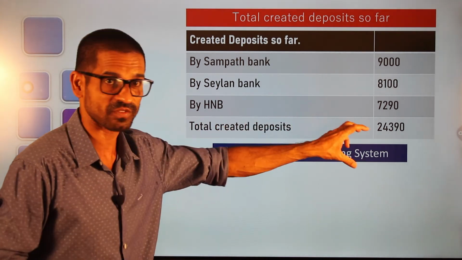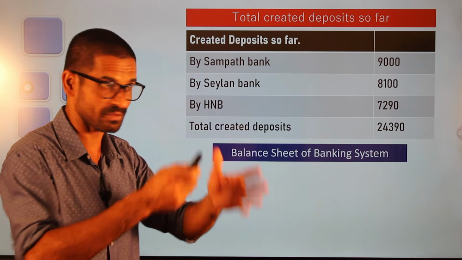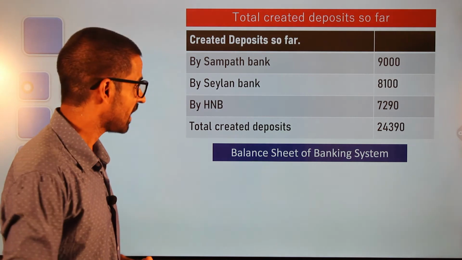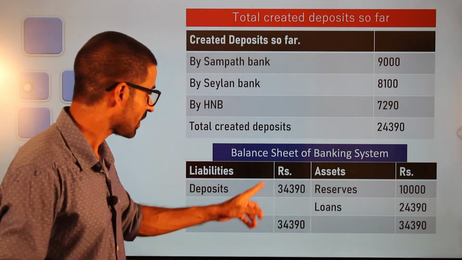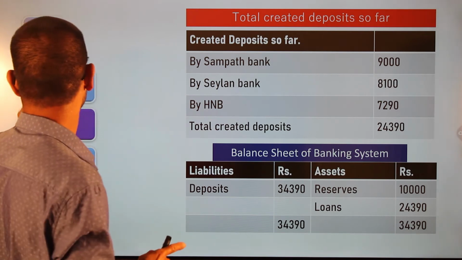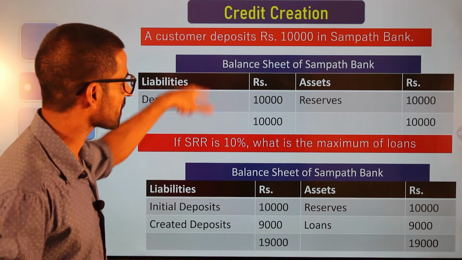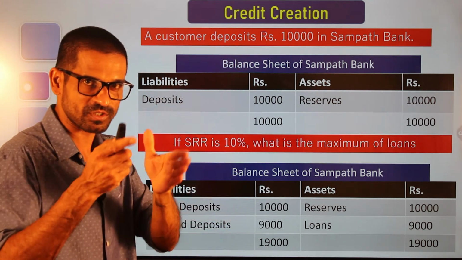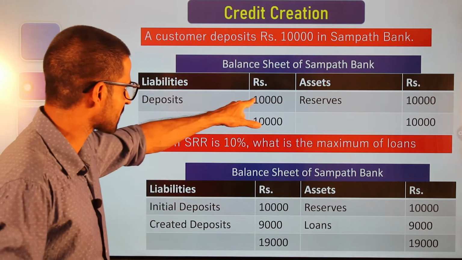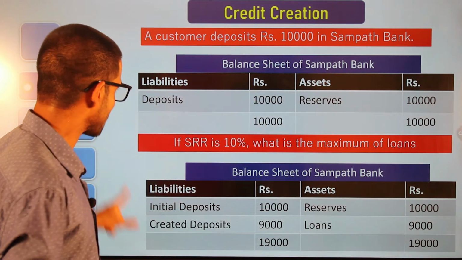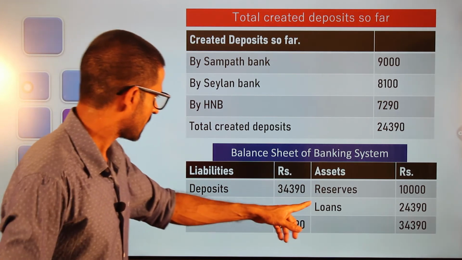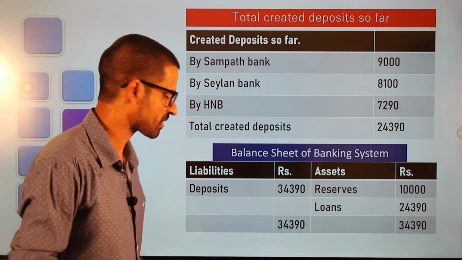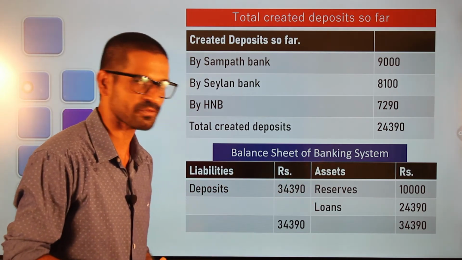These are the created deposits and the loans. So the balance sheet of the banking system should have expanded by this amount, right? And the initial balance sheet was 10,000 right here. This is the initial situation at Sampath Bank when the customer deposited this money. So that 24,390 will be added to this one. Then what will be the balance sheet there? Yes, that 10,000 plus this created deposit 24,390, 34,390. Loans will be 24,390.